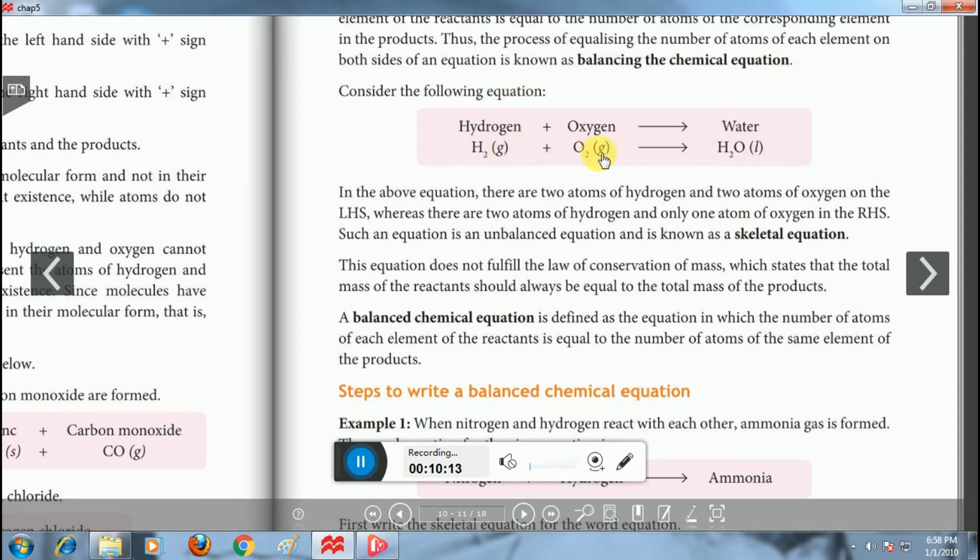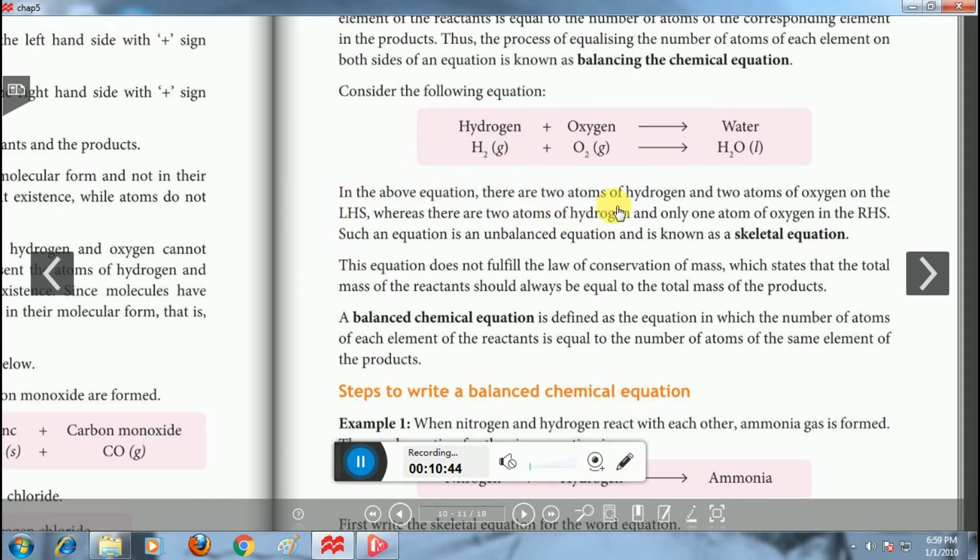Now look at this, H2 plus O2, that means two hydrogen atoms and two oxygen atoms combine to form one molecule of water, H2O. Here only one oxygen atom is present, but on the reactant side two oxygen atoms are present. That means if you leave the equation at this stage, you have already destroyed one atom, but you can't destroy an atom. Though atoms don't have any independent existence, you can't destroy an atom.